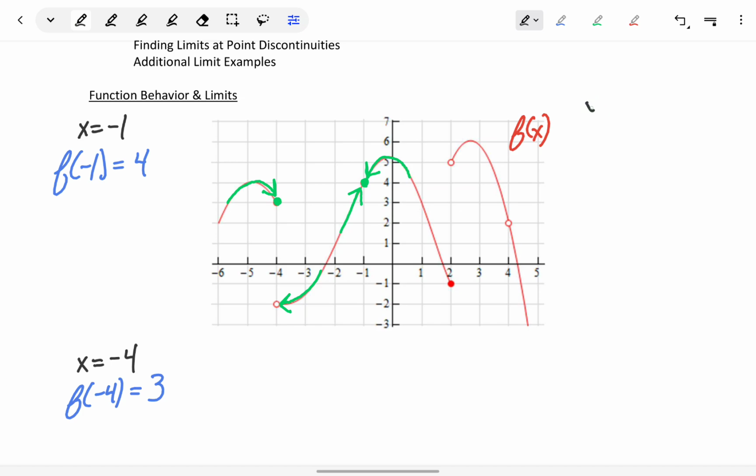Now let's take a look at what's happening near x equals 2. Again, we have a jump discontinuity. We look for that filled in circle to tell us what our function value is. So in this case, we could state that f of 2 is equal to -1. And we could consider that behavior as we approach from the left-hand side. In this case, we see that we're approaching that function value of -1. Whereas if we approach from the right-hand side, we're getting closer and closer to a y value of 5.